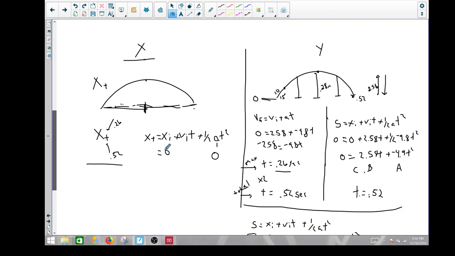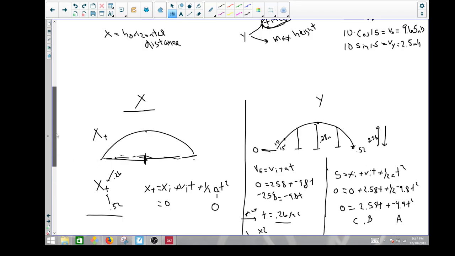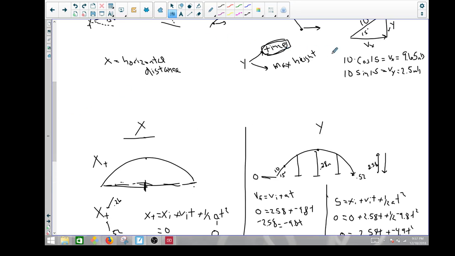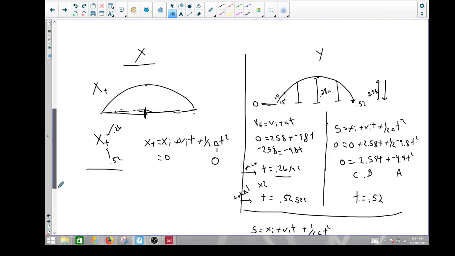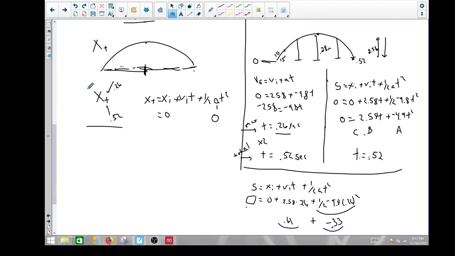What's my horizontal velocity? We solved for that earlier. Let's take a moment and go look what that was. It's just up here, and it's located right here. 9.65 meters per second. All right, so that's what we want to use. This is going to be 9.65, and then it's just going to be the time. The time is 0.52 seconds. And this is going to give me my location at that time.